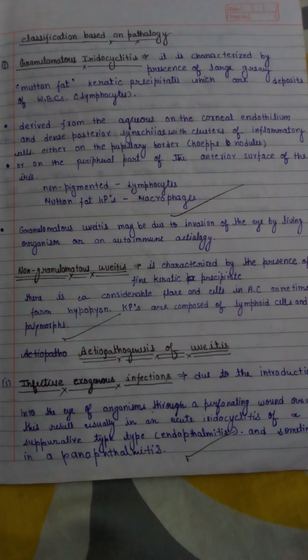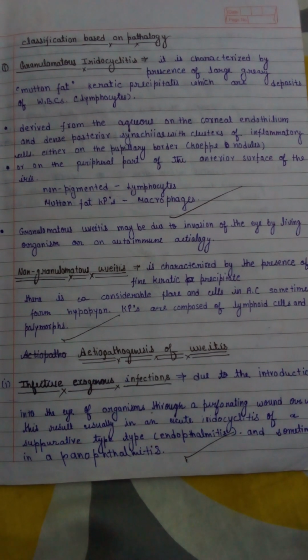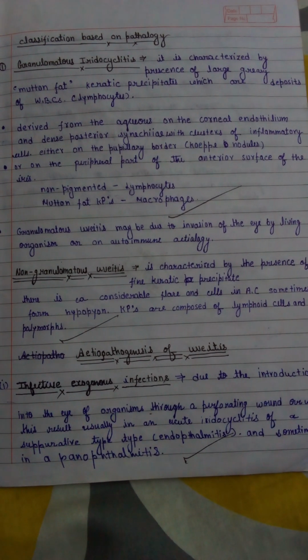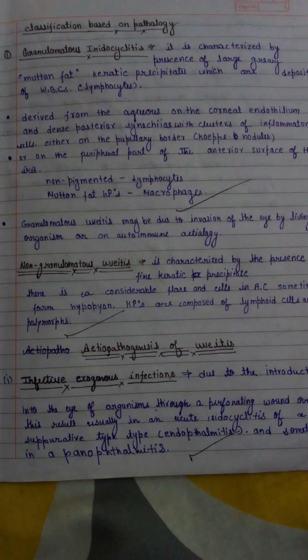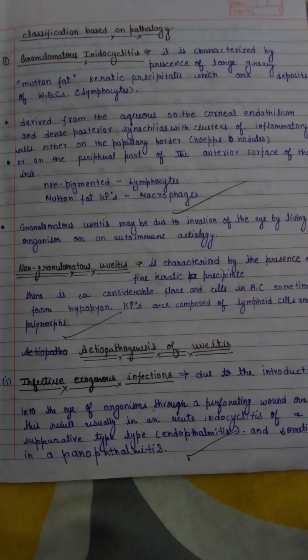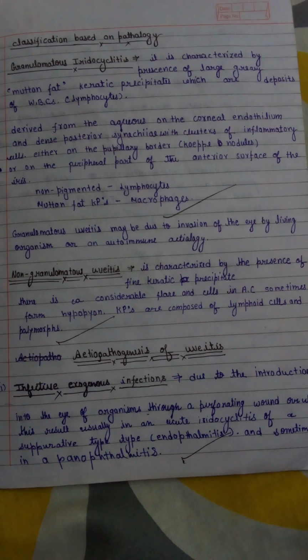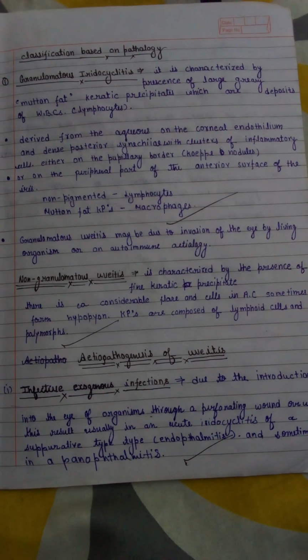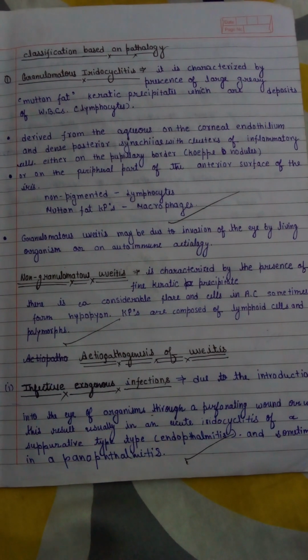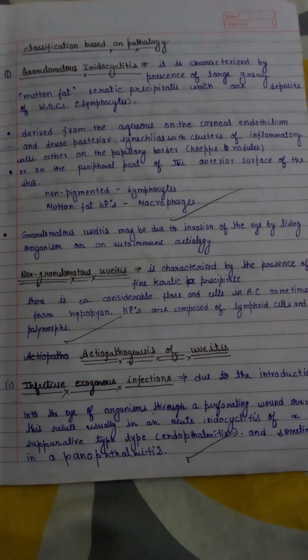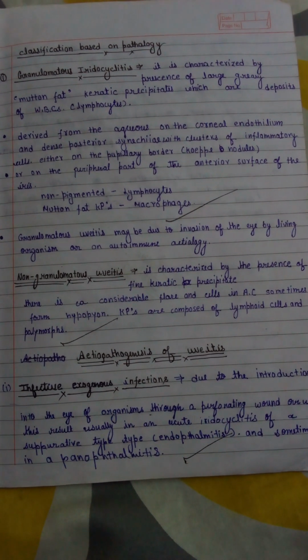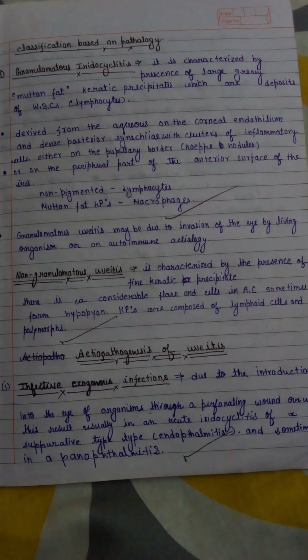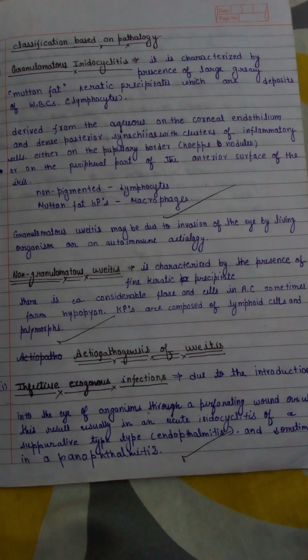Derived from the aqueous on the corneal endothelium and dense posterior synechiae with clusters of inflammatory cells either on the pupillary border or on the peripheral part of the anterior surface of the iris. And if it is non-pigmented, then it will be called lymphocytes, and mutton fat KPs are macrophages.